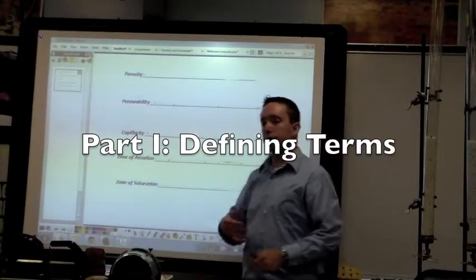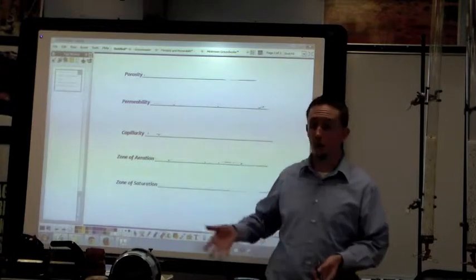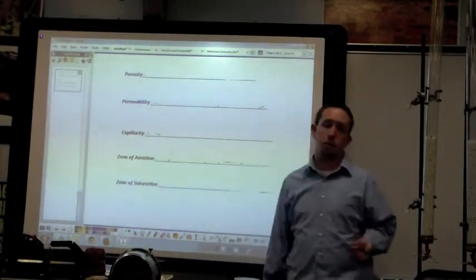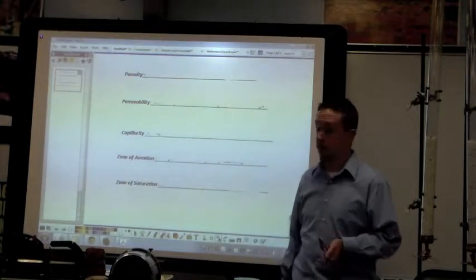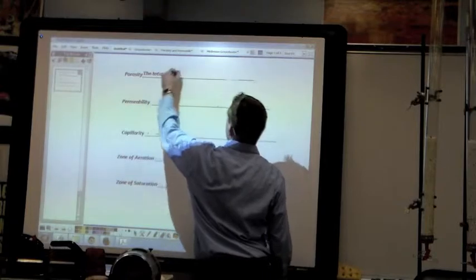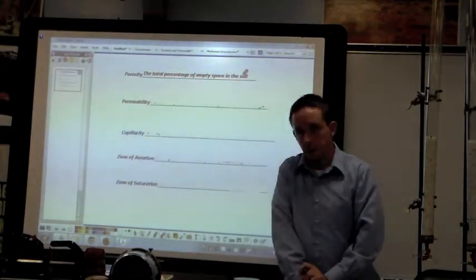Guys, so today we're going to do a little bit on groundwater. And before we can do that, we first have to learn about a couple of terms that I have on the board up here with me. So the first one that we're going to talk about is porosity, okay? And porosity is the total percentage of empty space inside the soils, okay?